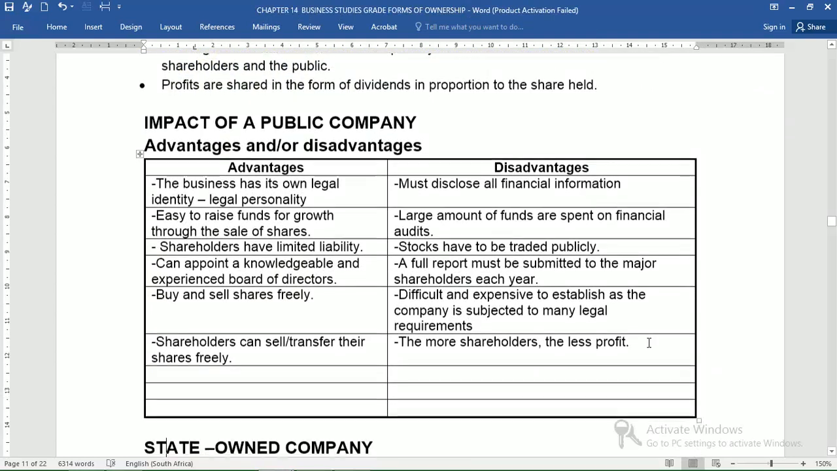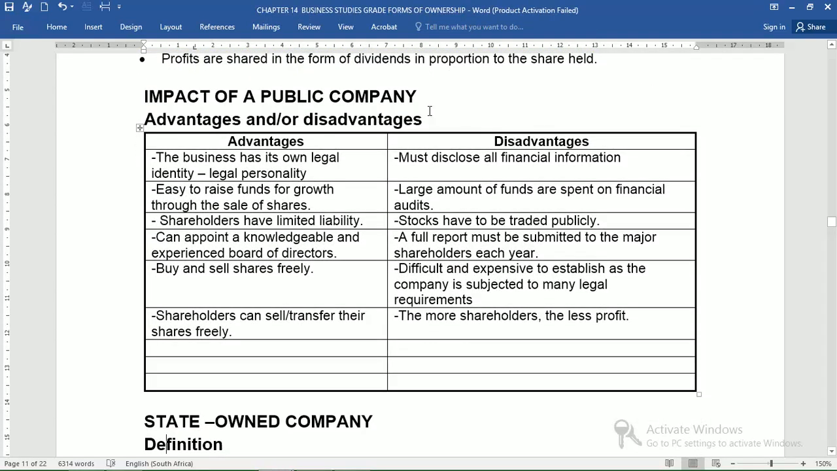The impact of public companies, what are the advantages? Major advantage is legal personality. The business has got its own legal identity. It stands on its own. It's separate from the owners, right? So it means it can do everything in its own name. It can sign contracts in its own name. It can register in its own name. It just operates like a normal person.